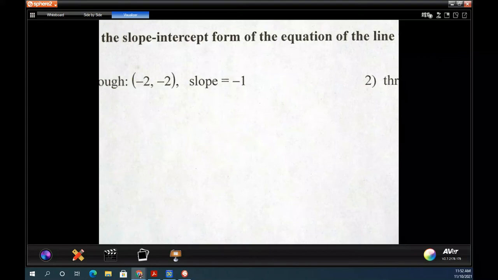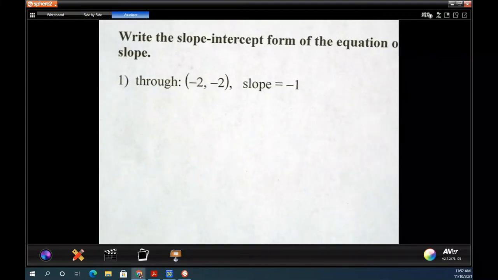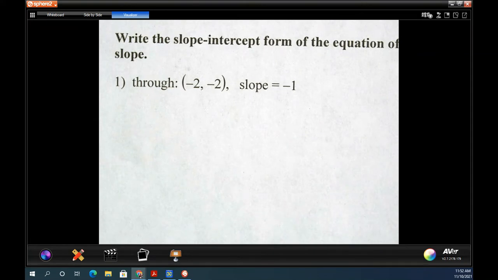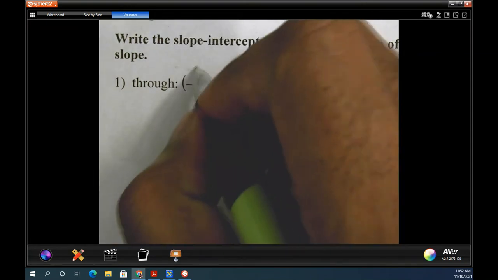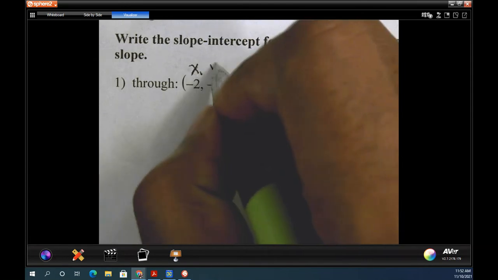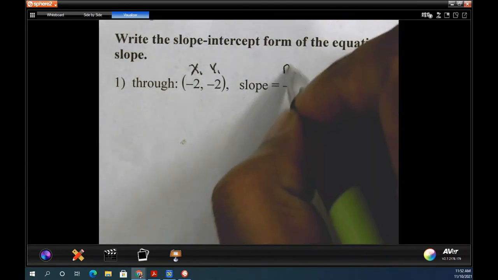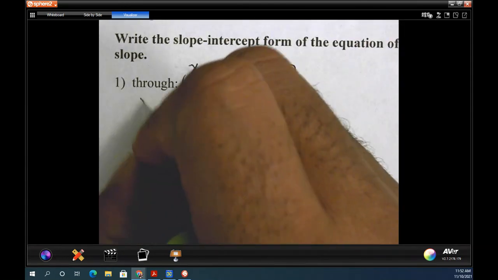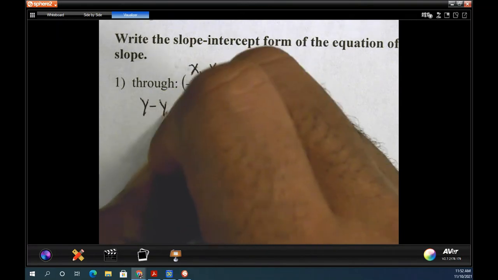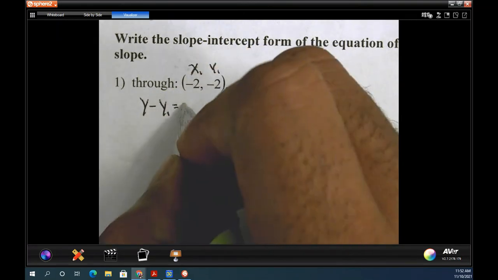Remember this. It says write the slope-intercept form. We're going to write it in 2. Here's the deal. Here's your x1. Here's your y1. Here's your m. Start with your formula. You got to write it down before I will help you.